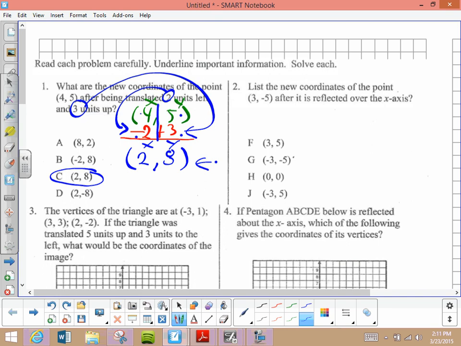Get it? I just heard the comment. I don't want you to think of the comma as having anything to do with anything, because it doesn't. That's just separating the y and the x.